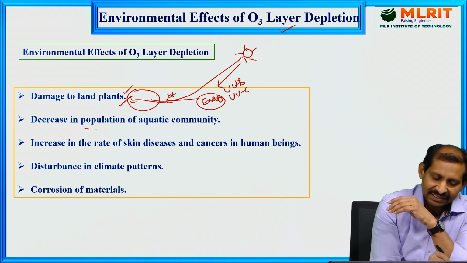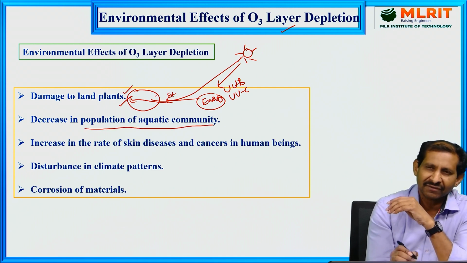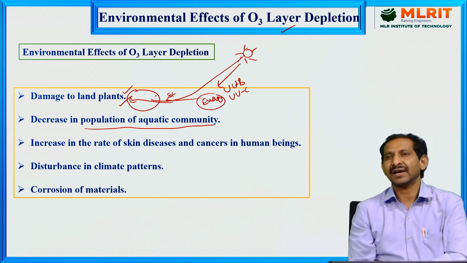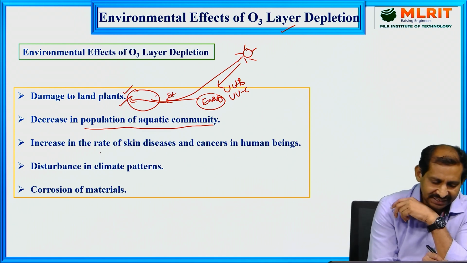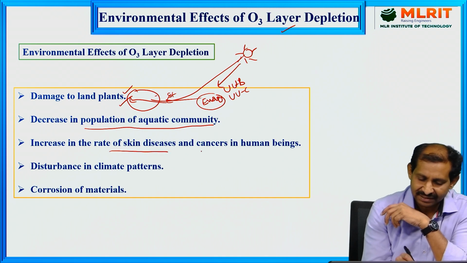Next, decrease in the population of the aquatic community. When direct UVB radiation falls on the aquatic community, it is also damaged. And then, increase in the rate of skin diseases and cancers.